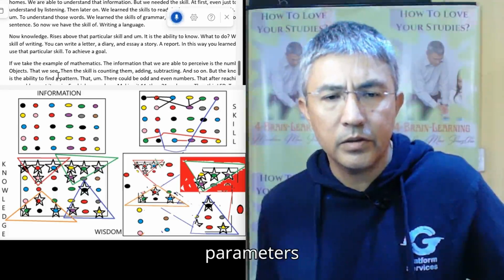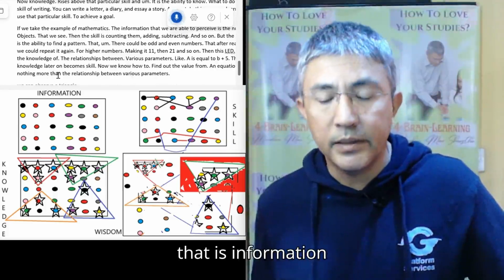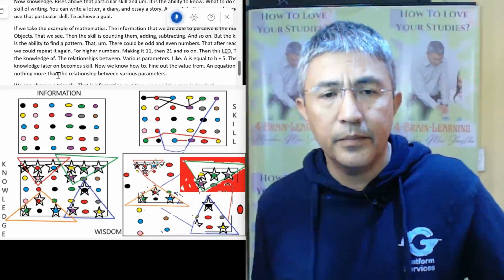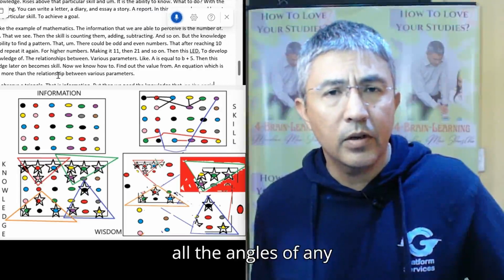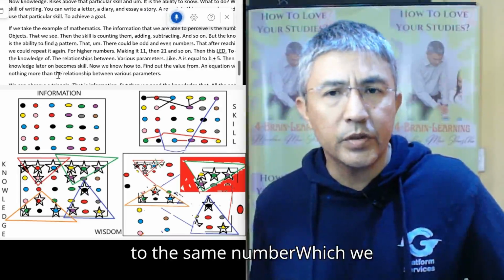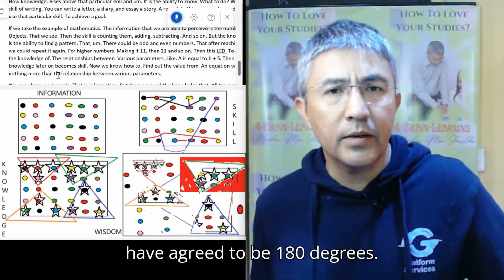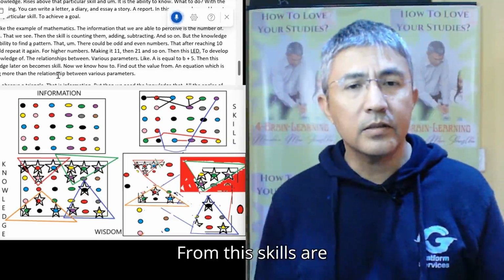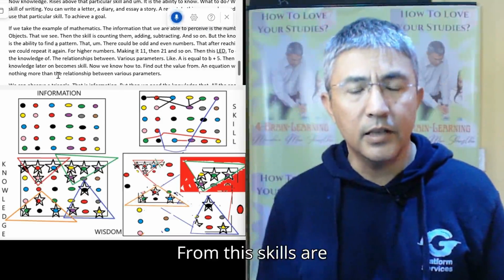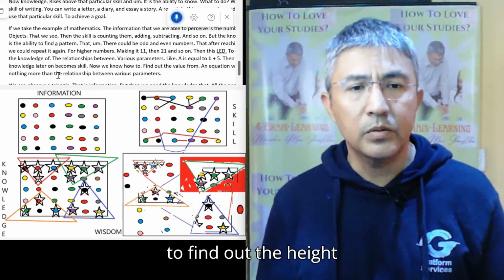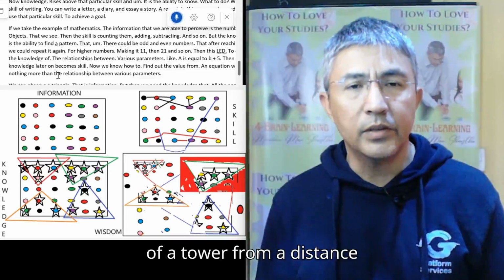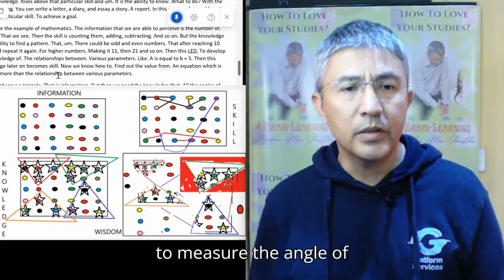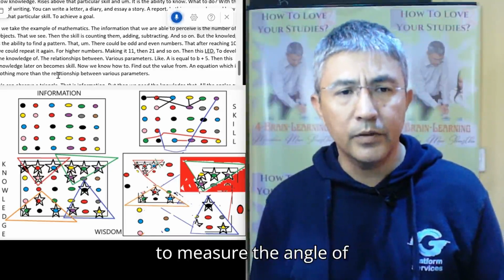We can observe a triangle, that is information, but then we need the knowledge that all the angles of any triangle add up to the same number, which we have agreed to be 180 degrees. Now, this is knowledge. From this, skills are derived to find out the height of a tower from a distance using visual aids to measure the angle of observation.